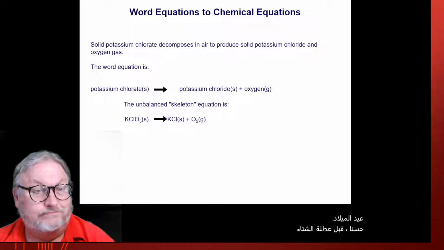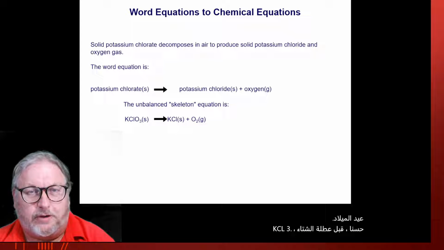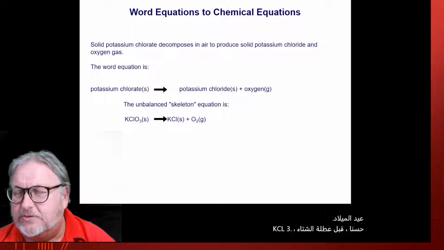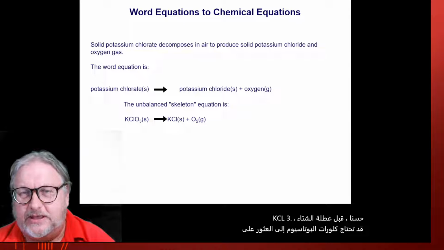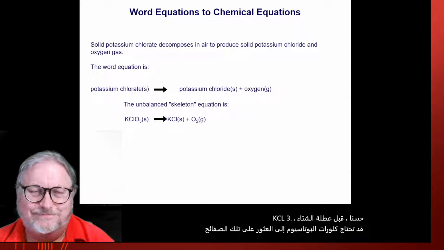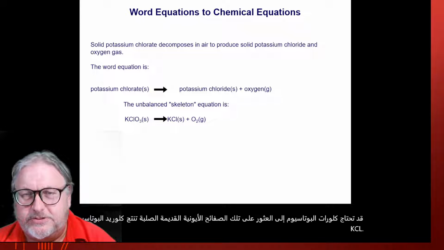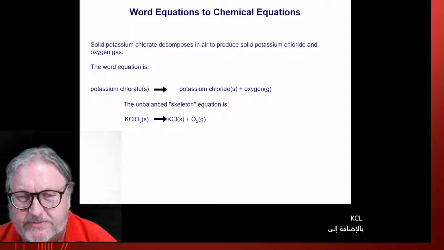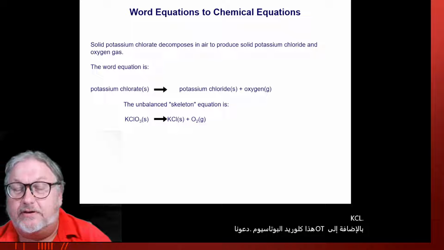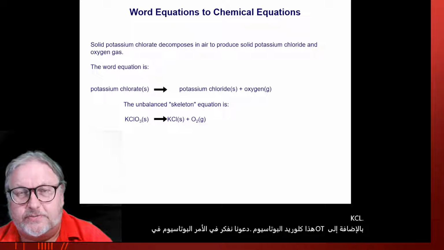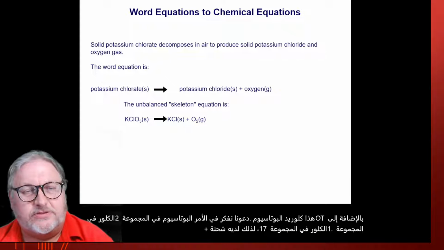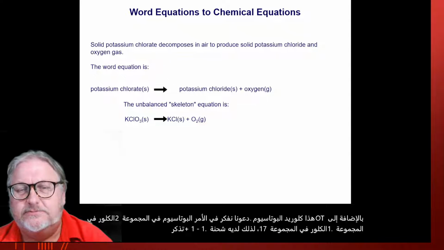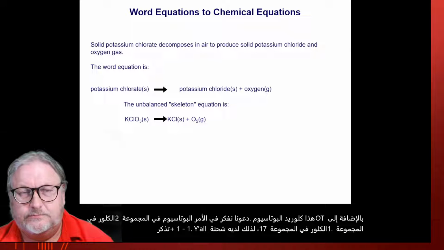KClO3, potassium chlorate, you might need to find those old ionic sheets, solid, yields KCl, potassium chloride, plus O2. That's potassium chloride. Let's think about it. Potassium's in group 1, chlorine is in group 17, so it's got a +1, -1 charge. Y'all remember that. And it's going to have a KCl formula.